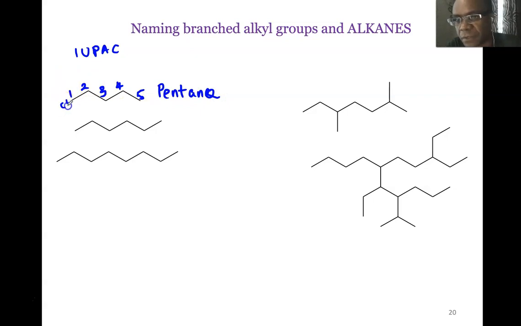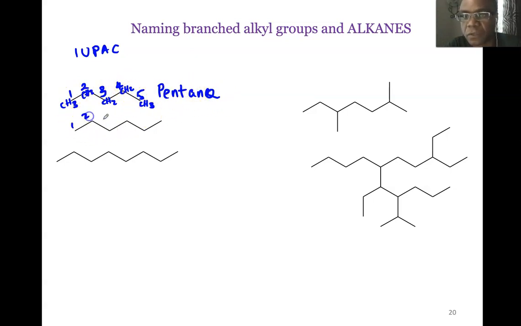Remember there's a CH3 here. There's a CH2 there. There's a CH2 here. There's a CH2 there. And there's a CH3 there. You just know that each carbon must have 4 bonds. That's how I know how many hydrogens are implied.